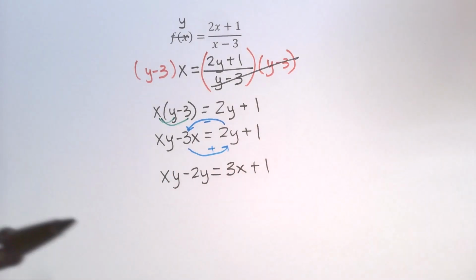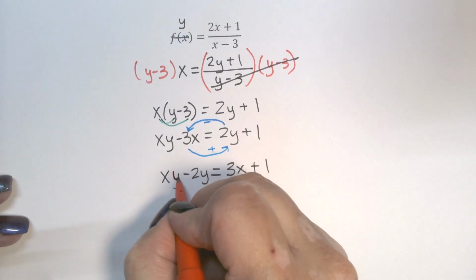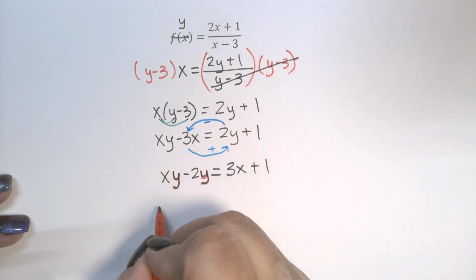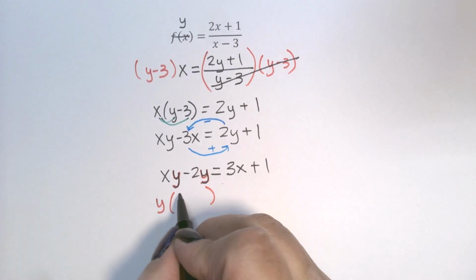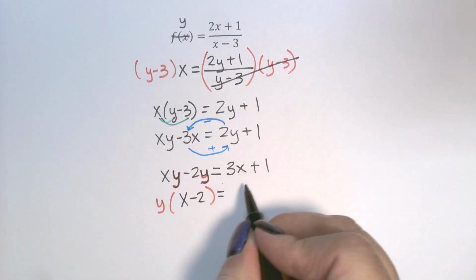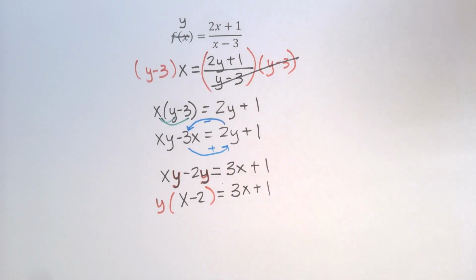Now, I'm still trying to get y to be all by itself, and it's in each one of these terms. So I'm going to factor it out. And we have x minus 2 on the inside. And so we still have just a 3x plus 1 over here.